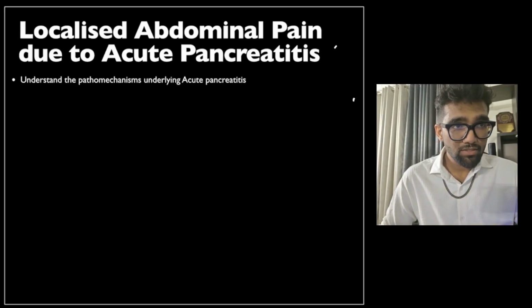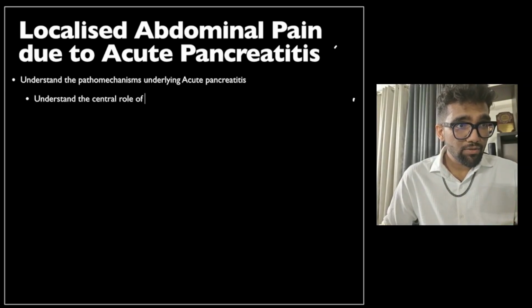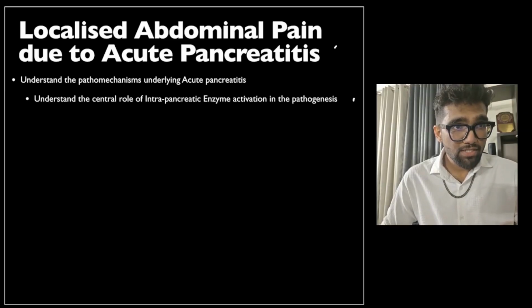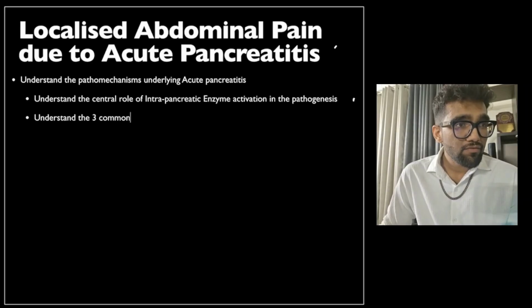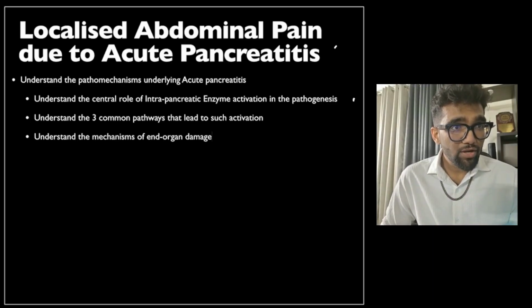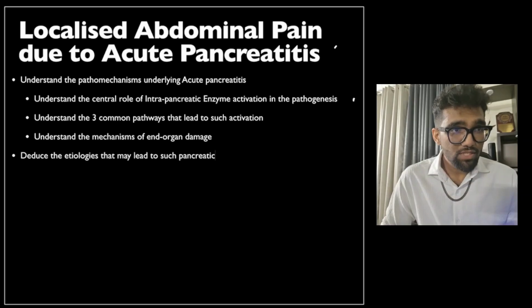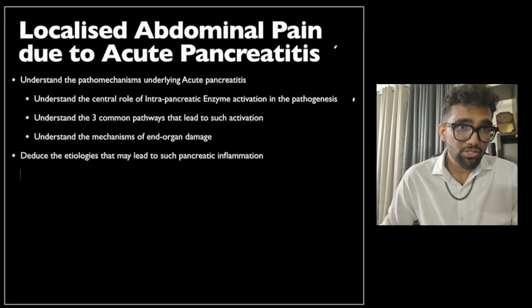We'll understand the pathomechanisms that underlie acute pancreatitis. We'll try to understand the central role of intrapancreatic enzyme activation in the pathogenesis of acute pancreatitis. Then we'll go ahead and understand the three common pathways that lead to such intrapancreatic enzyme activation. We'll understand the mechanisms of end organ damage that result in the clinical presentation that we are about to discuss. Then we'll go ahead and deduce the etiologies that may lead to such acute pancreatic inflammation.